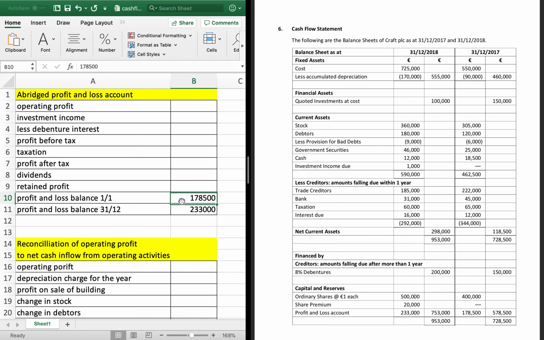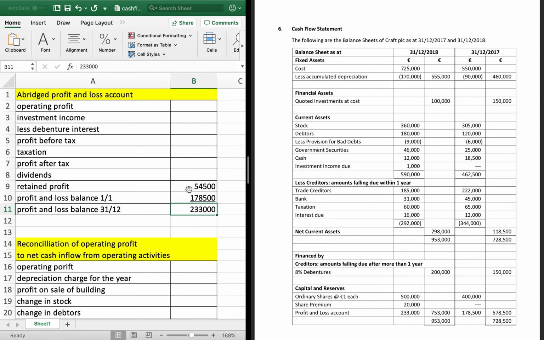And then we're trying to work out what number is needed to be added to 178,500 to get to 233. So you just work backwards. It's 233 minus 178.5, and that gives you a retained profit of 54.5. So 54.5 plus 178.5 is 233.